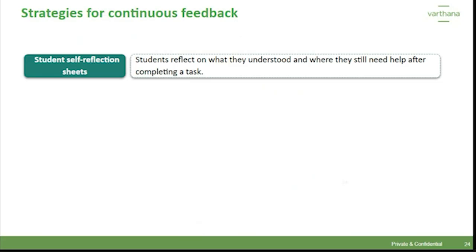Now we will discuss some of the strategies of continuous feedback. The first one is self-reflection. For example, take a math activity where the topic is fractions. If you give students some prompts, like what was easy for you in this lesson, what was tricky, where do you need help, they can self-evaluate and self-reflect on their mistakes. They will understand their mistakes very well based on the prompts. So we can use the student self-reflection strategy.